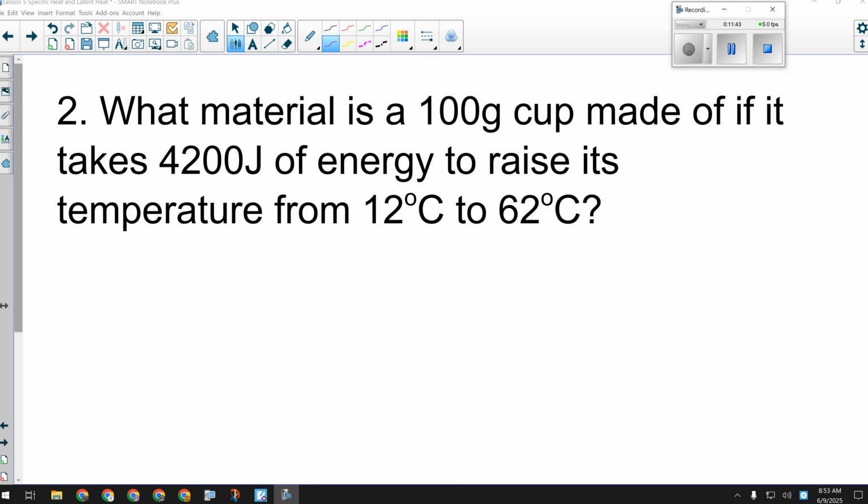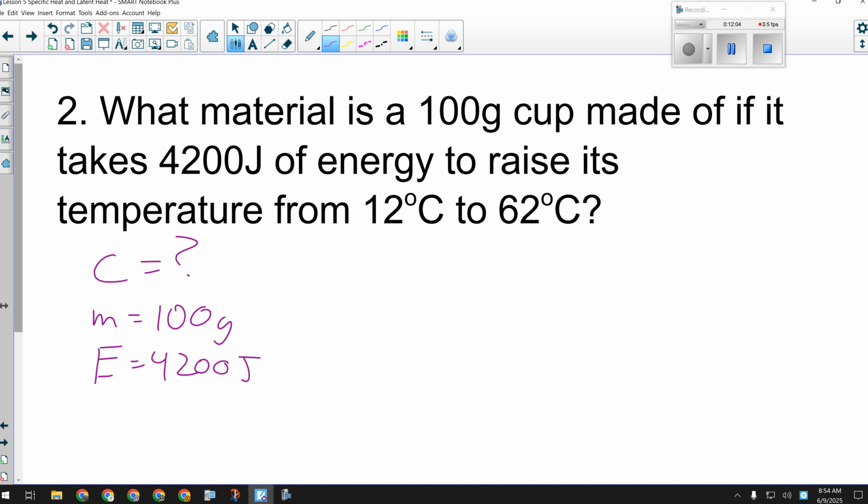That means we're looking for a characteristic physical property that's unique to that material, like its specific heat capacity. It's the only thing we don't know in this question. They do say it's a 100-gram cup, so they tell us the mass. It takes 4,200 joules worth of energy, and we're raising its temperature from 12 to 62, which means the temperature change is 50 degrees Celsius. So that's the information we have. We need to find C.